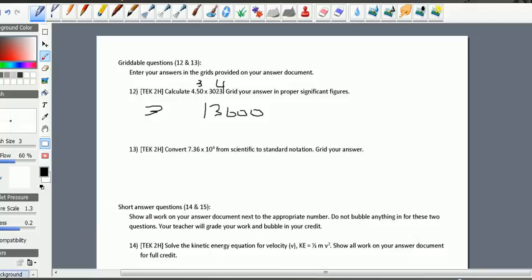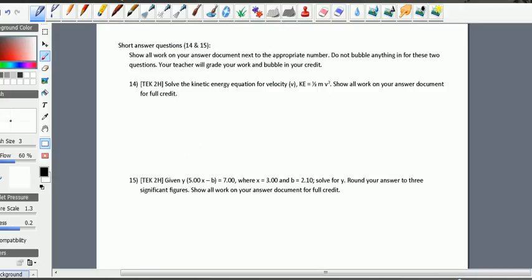Convert the decimals. Scientific notation. From scientific notation, the answer is 4. So you got to rotate that to 4. Move that decimal over 4 spots. So it becomes 736 zeros.